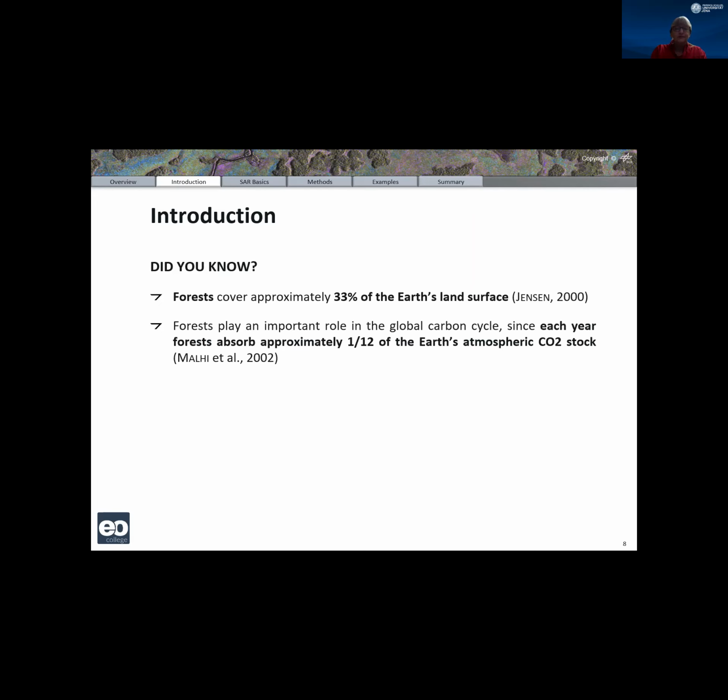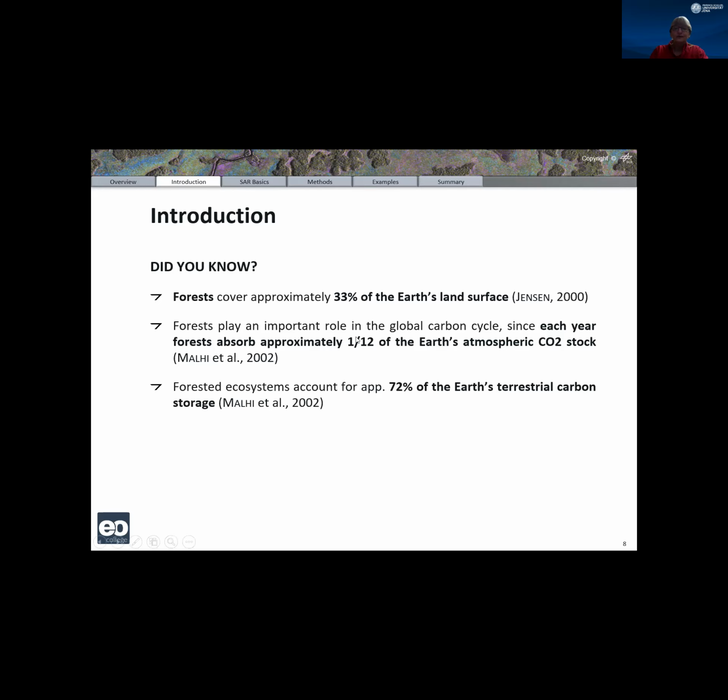So forests cover 33% of the Earth's land surface, and obviously Russia is the leading country here on forest resources. And each year forests absorb 1/12 of the Earth's atmospheric CO2 stock. So again, forests are, and we had the COP, the meeting of the parties in Glasgow just a few weeks ago. And again, forests were in a major focus. So forest monitoring is extremely important for us, human beings on our planet.